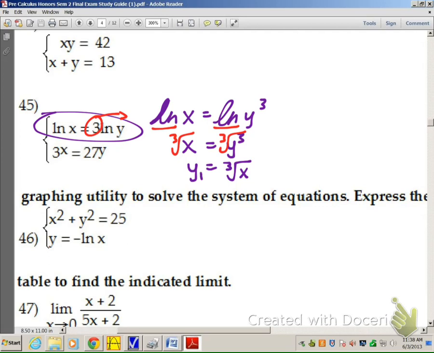So there's our y1, and then our y2, let's see here, so we have 3 to the x equals 3 to the 3y, so 3 cubed to the y, and therefore x equals 3y, and if x equals 3y, then y equals x over 3. So this y, we're going to call y2, is linear, and the other y is the cube root function.